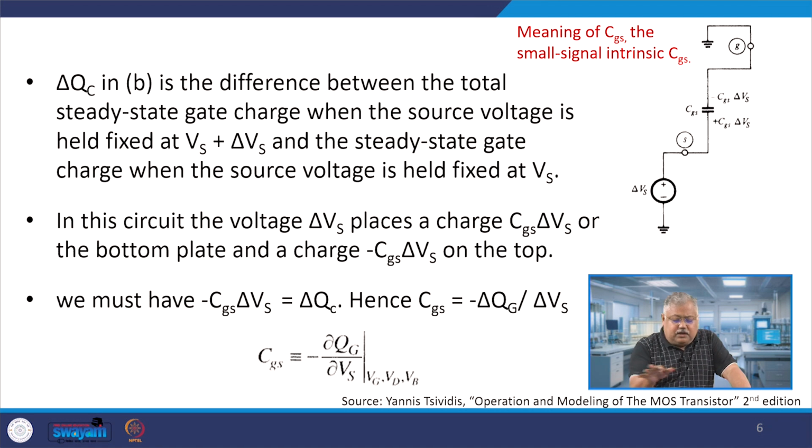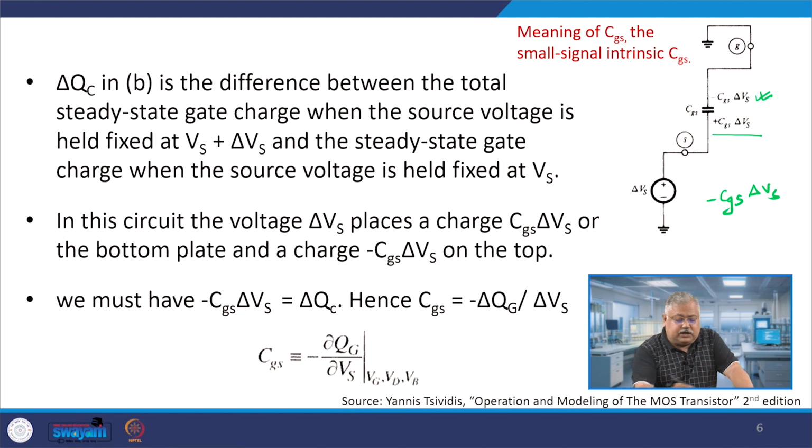Now, the same thing which we discussed just now, if you look very carefully, this is shown much more pictorially: if you apply a value of del Vs, then you will have an effective charge of minus CGS del Vs on the gate terminal, and therefore a positive CGS del Vs on the source terminal, on the source side.